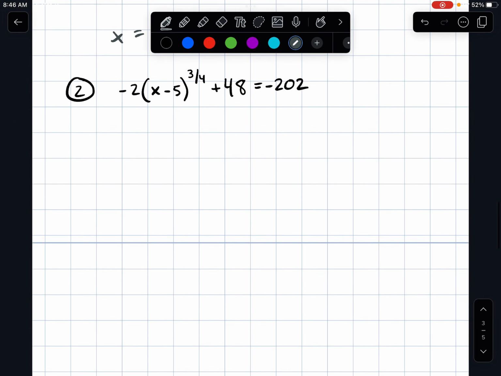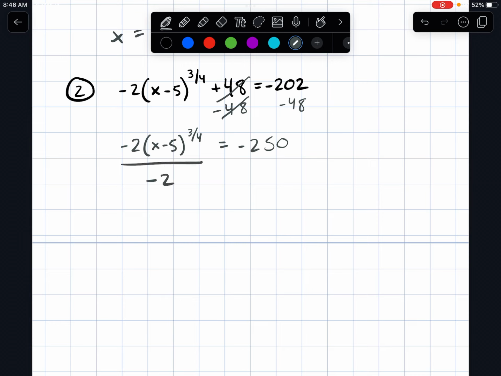All right, for the next one, again, we want to isolate the base and the rational exponent. So I don't quite have that yet. I'm going to go ahead and do some work on this. We're going to first start by subtracting the 48 on both sides. All right, so that gives me negative 2 times x minus 5 to the 3/4 power. This is going to equal negative 250. All right, so I'm going to keep going now. I'm not quite isolated. I'm going to divide both sides by negative 2.